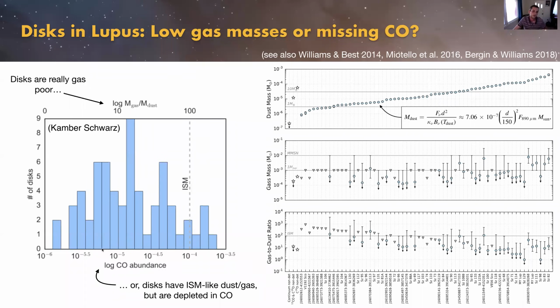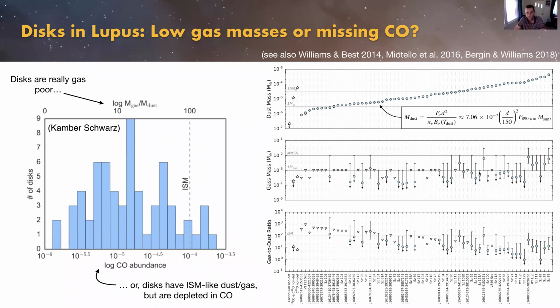Alternatively, you could say, well, no, I don't believe that. I think the dust to gas ratio should be fixed to this magical 1%, and instead we'll interpret this as being again depletion of CO relative to H2. So these disks are still fairly massive in terms of their gas, but it's just the CO that's missing, which is why these models that assumed an ISM-like CO abundance yield low gas masses.